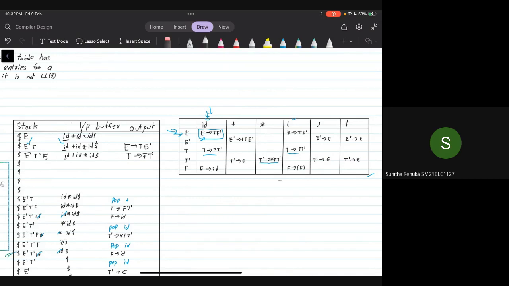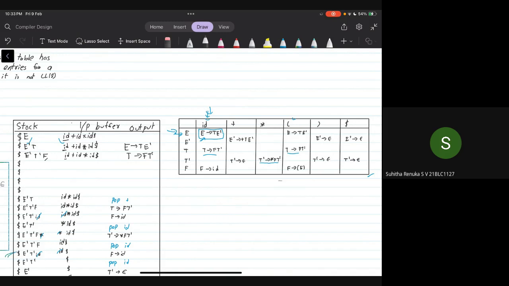And also, Lennon, in the previous table which we have created, ID, plus, star, open bracket, close bracket, dollar, should it be in the same order or can it be in any order? Any order can be done. Okay.